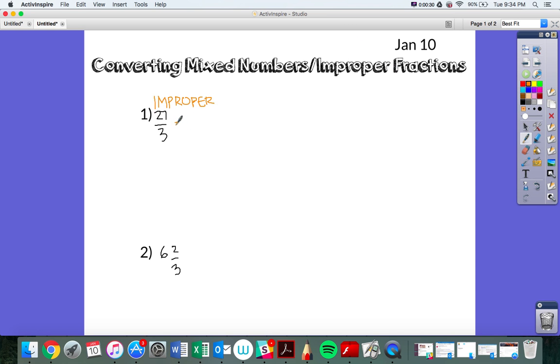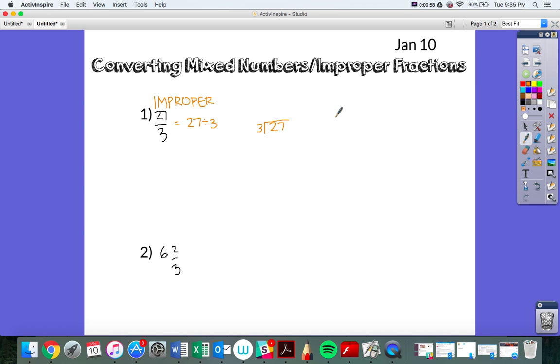I need to change this to a mixed number because it is an improper fraction. First, I want to rewrite this as a division number sentence, since we know that fractions can be written as division. So we can write that as 27 divided by 3. Now I want to rewrite this as an algorithm. So we have 27 inside the box and 3 on the outside. I want to know how many times 3 goes into 27.